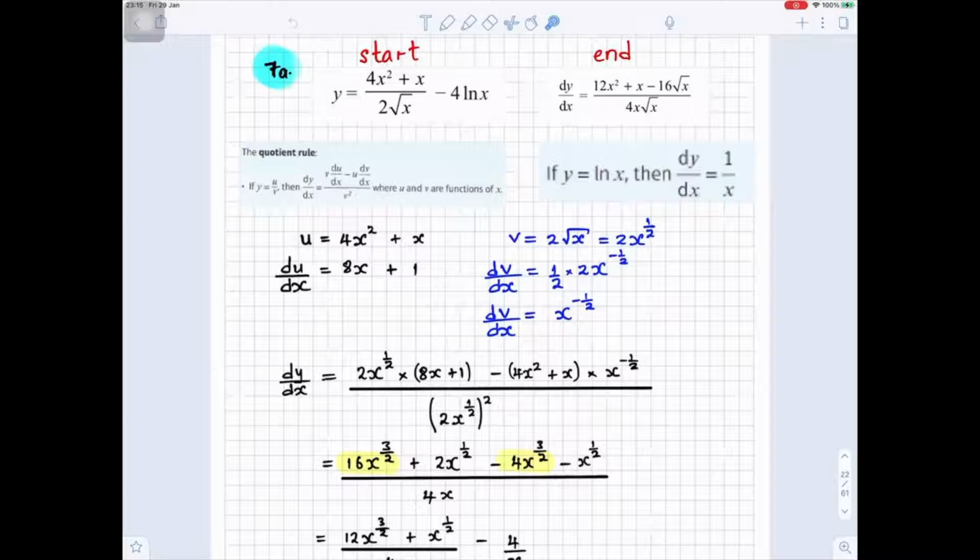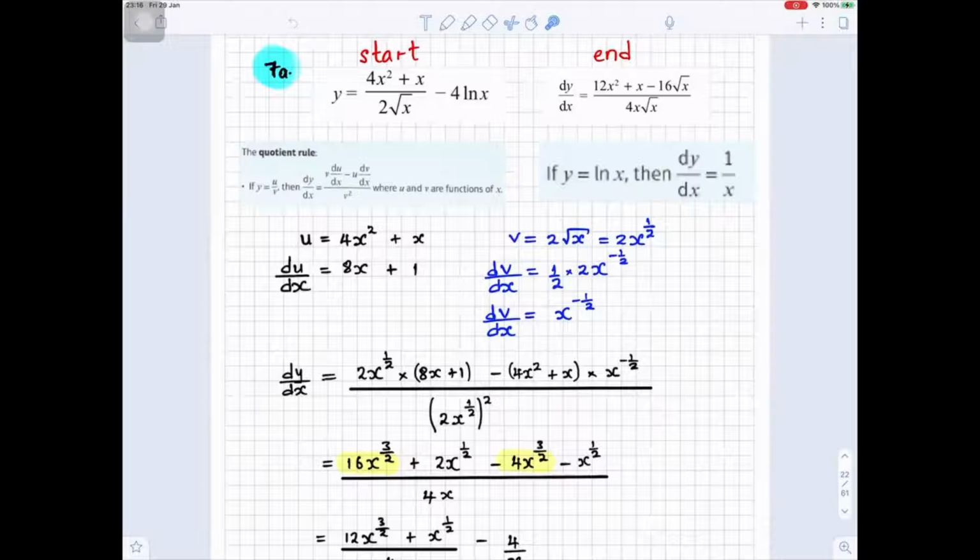So we want to differentiate. We look at what we want to differentiate. I'm going to use the quotient rule to differentiate it. So that's the formula for the quotient rule. And another thing you need to remember: when you differentiate y equals ln x, you get 1 over x. So to use the quotient rule, we have 4x squared plus x equal to u, the numerator, and 2 root x equal to v, the denominator.